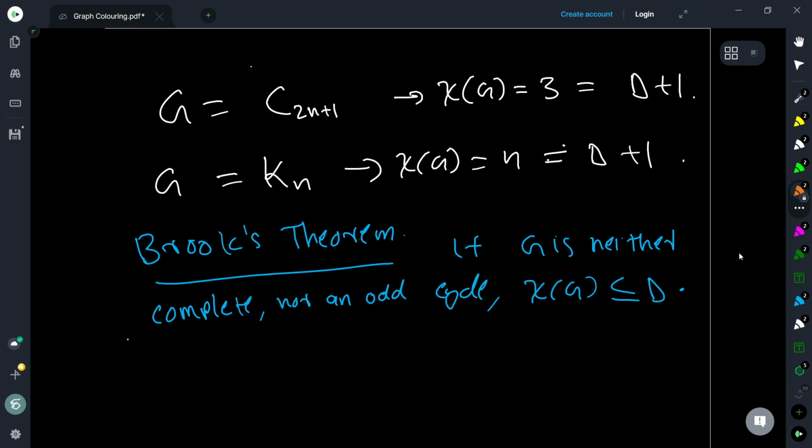But what about the other regular graphs? We can have other regular graphs which might require delta plus 1 colors. We don't know. So Brooks' theorem in fact says that if the graph is neither a complete graph nor an odd cycle, then the chromatic number is always less than or equal to the maximum degree.